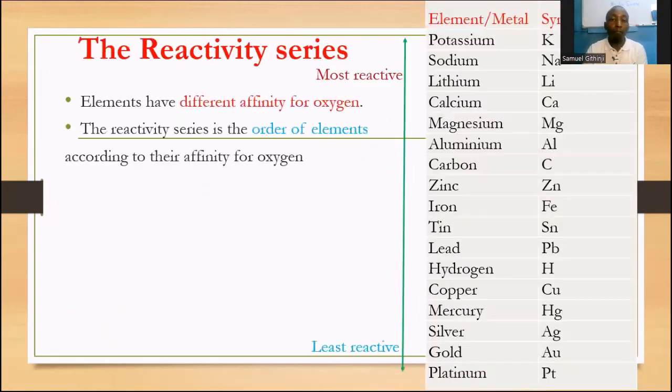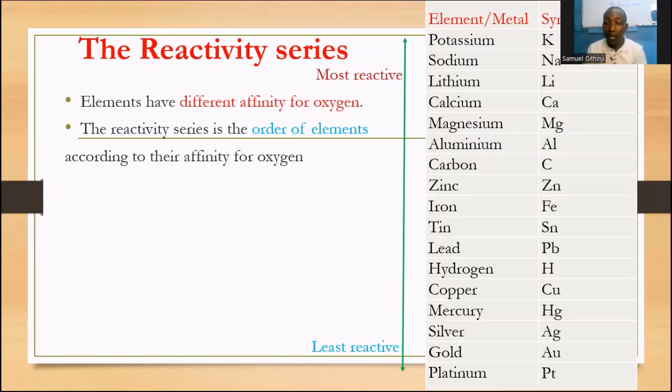Moving on, something very important here we call the reactivity series. Different elements, especially the metals, will have a different affinity for oxygen. That is, some of them will combine with oxygen very fast, some will react very slowly. And that gives us what you can see there: potassium, sodium, lithium, calcium, magnesium, aluminium, carbon. Yes, carbon is a non-metal, but it is included there, so that you can easily tell the metals that are below carbon.